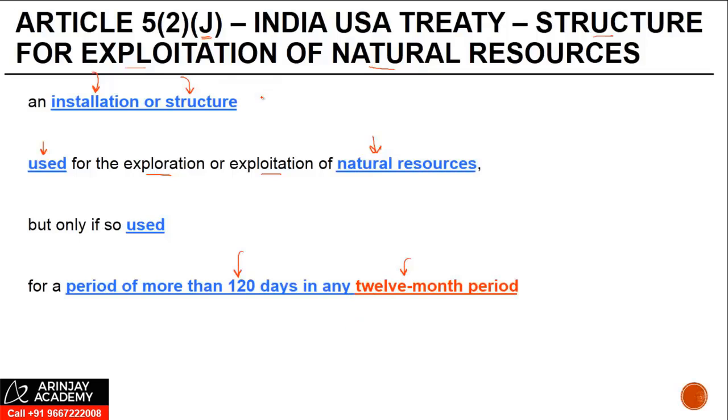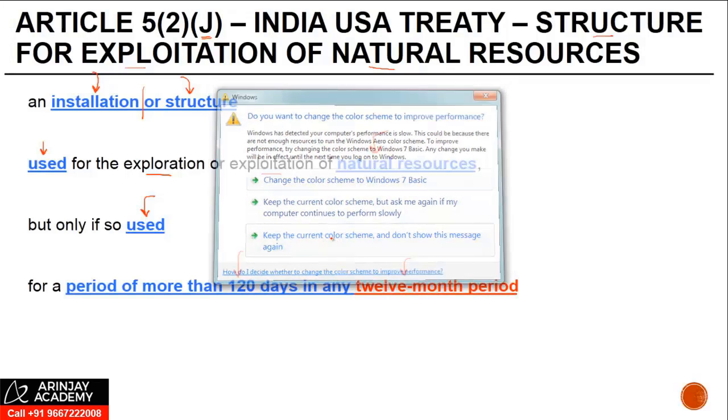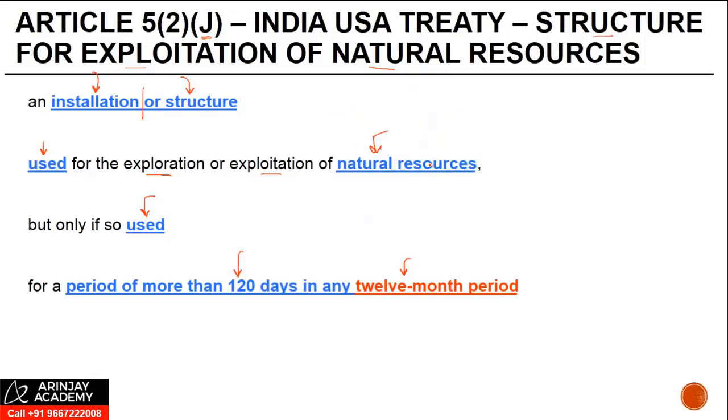I'll come to what an installation or structure would be here, but the purpose of such an installation or structure should be that you want to explore or exploit natural resources, but the structure should be used for more than 120 days in any 12-month period. Natural resources, we just discussed what it means, right? Used for a period of more than 120 days. What this implies is, even if the equipment stays for, let's say, more than 120 days, unless it is used for 120 days, it will not amount to a PE, right?